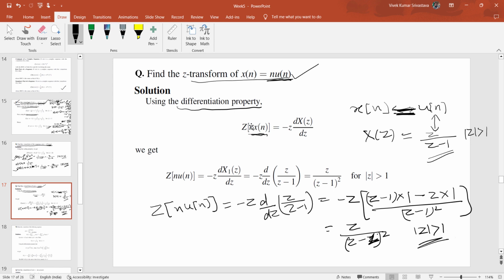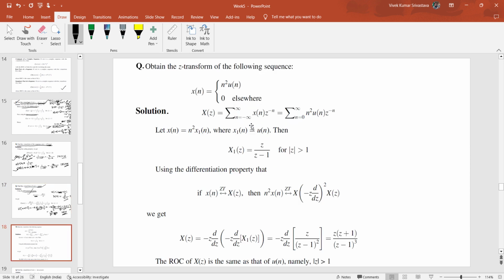Okay, so that's how we can use the differentiation property so as to evaluate the z transform of the modified signal, that is n into x of n. So now the second problem is basically the extension of this previous problem. Here we have to again multiply this signal, that is n into u of n, which is the previous problem, with one more n. So the overall signal will become n square into u of n.